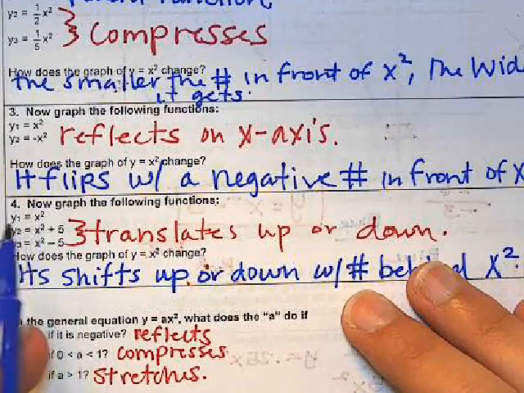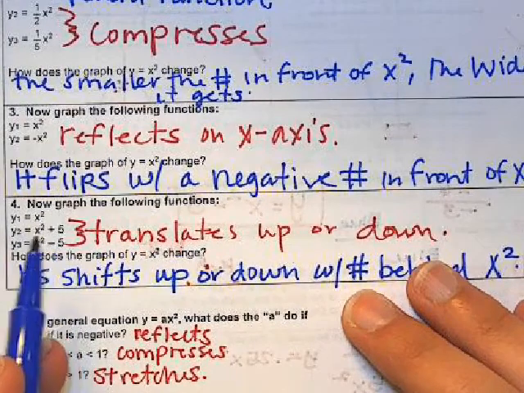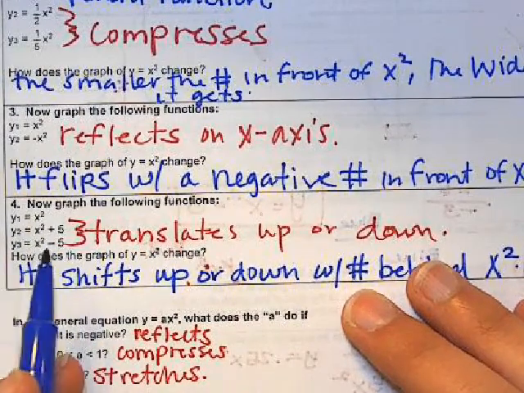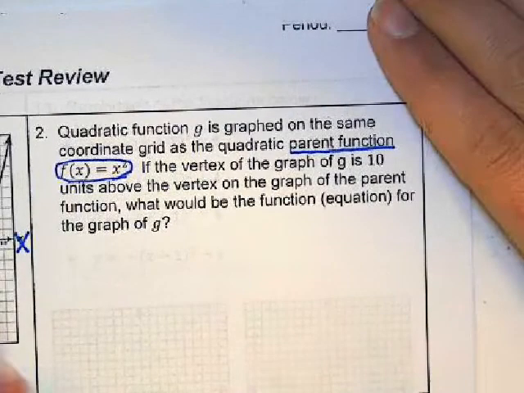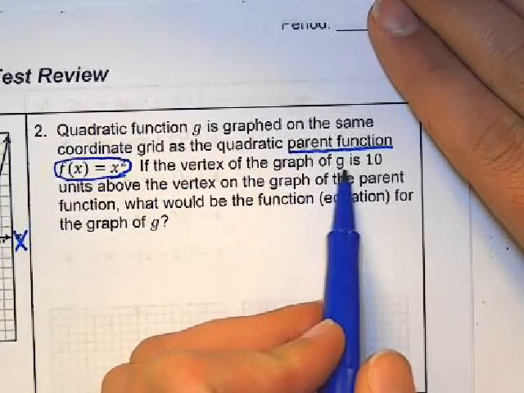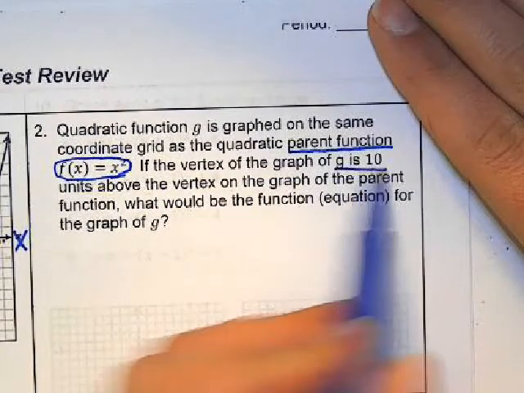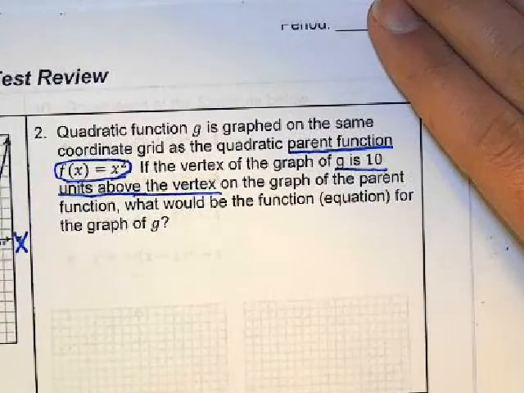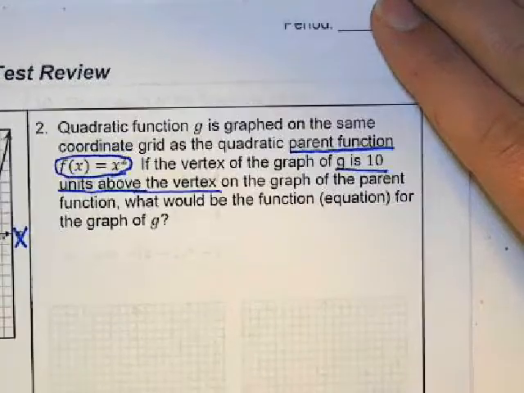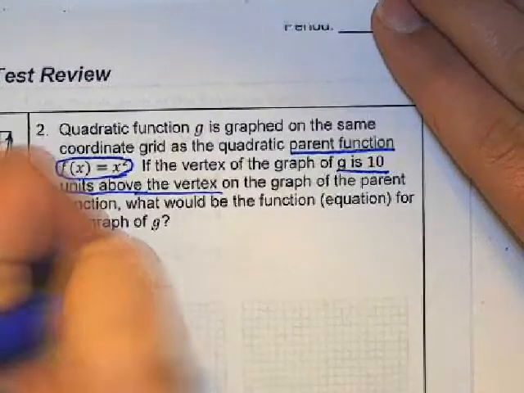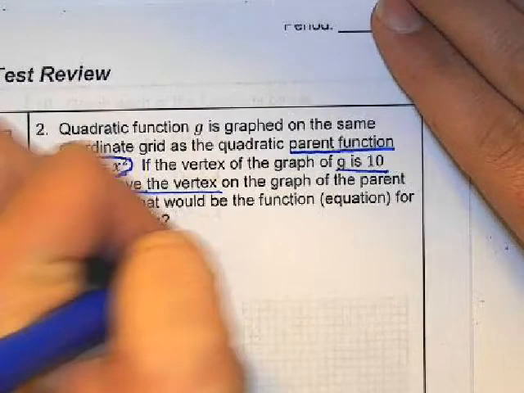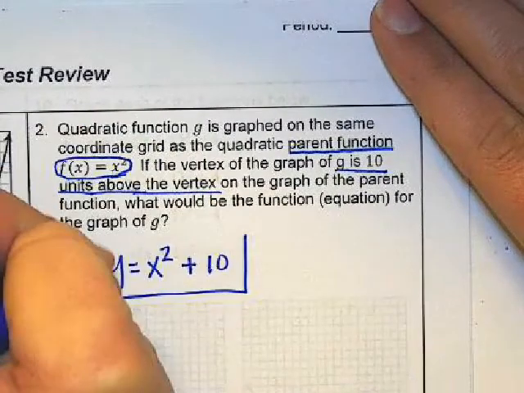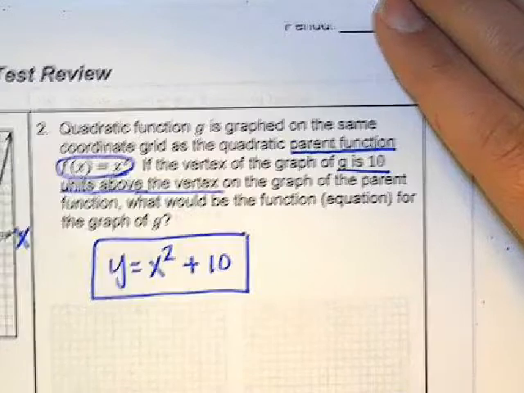Okay, so here's my parent function. If I want to translate it up, I say +5. If I want to translate an equation down, I say -5. So if I want to translate function g 10 units above the vertex, okay, if I want to move it 10 units up, I'm going to say y equals x squared, move it 10 up, plus 10. And that's my answer.